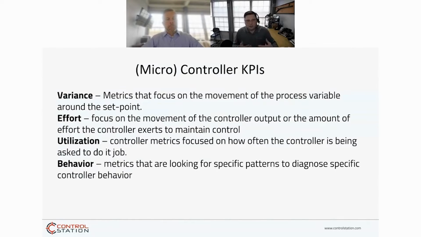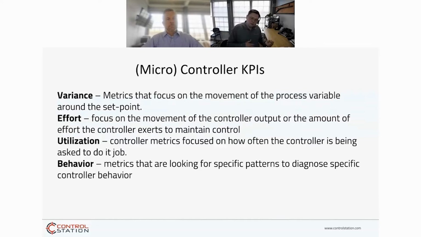You're looking at behavior. Now, these four categories and buckets, quite frankly, are your manual approach for looking at things, right? When you approach an issue where you're trying to troubleshoot something, your first process, you're going to start throwing up some trends. You're going to start looking at data, and you're going to look at, oh, how much variance is there?